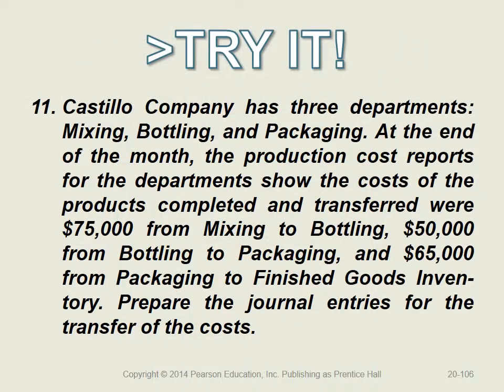For this try, Castillo Company has 3 departments: mixing, bottling, and packaging. At the end of the month, the production cost reports for the departments show the cost of the products completed and transferred were $75,000 from mixing to bottling, $50,000 from bottling to packaging, and $65,000 from packaging to finished goods inventory. Prepare the journal entries for the transfer of the costs.